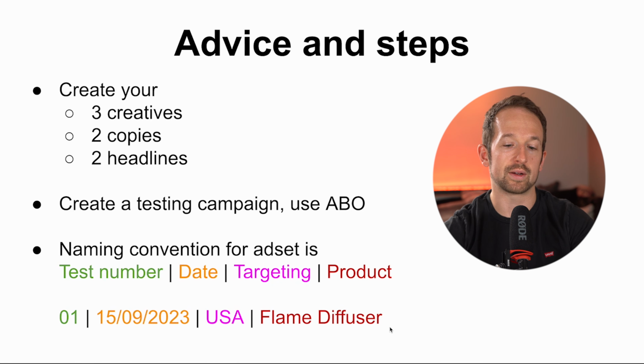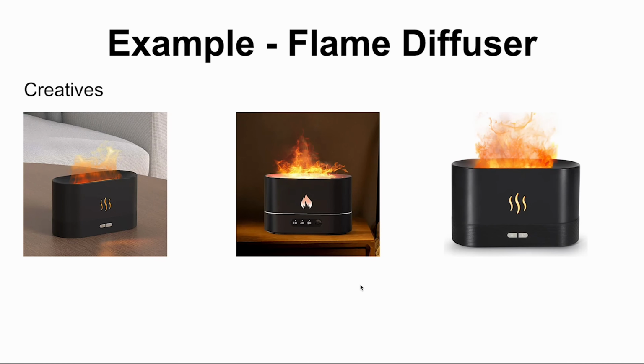This is just an example product that I've picked from a supplier, got the images, created some copy and some headlines just to show you how to implement this step by step. In this example, we're going to be using the Flame Diffuser. These creatives are ones that I've picked off of the supplier site. Very nice, very easy. Yes, they are slightly different from each other, but it's because it's an example and I just want to show you how to implement this strategy.